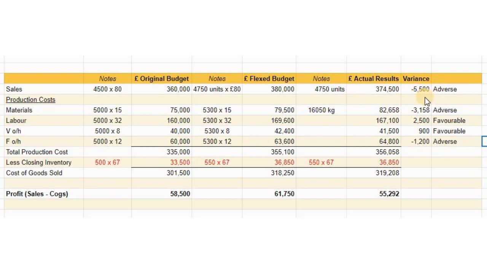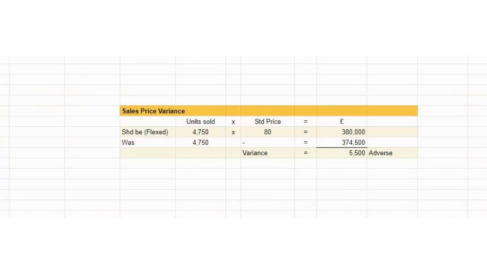Here it's showing as 5,500 adverse, so we're just going to take a look at it and look at the two variances that we take from the sales variance. And so the first variance to look at is the sales price variance. Now there isn't much to be said about this, I suppose, because we've already calculated it. It's the total variance. But anyway, this is it.